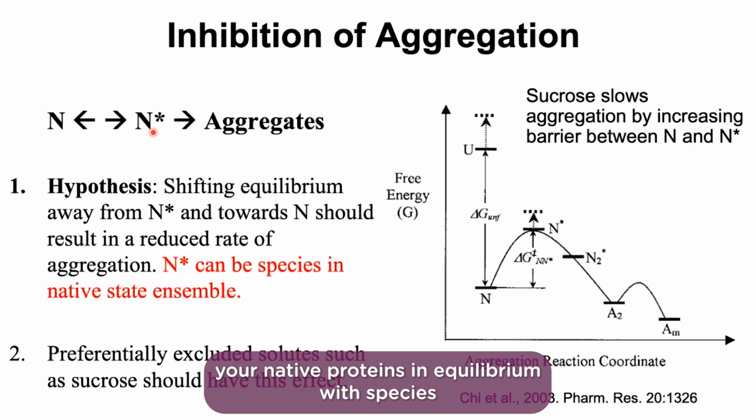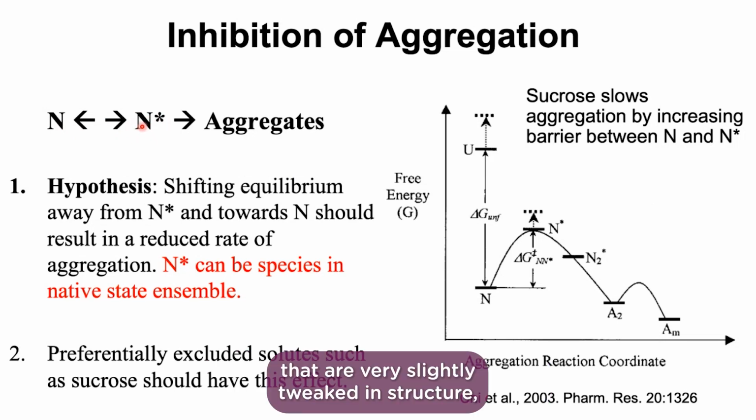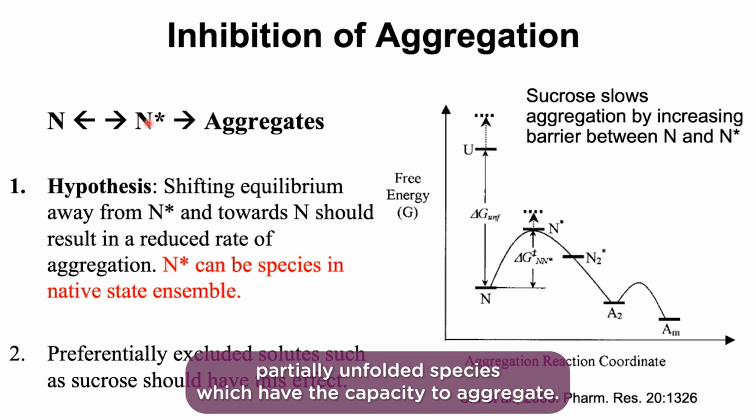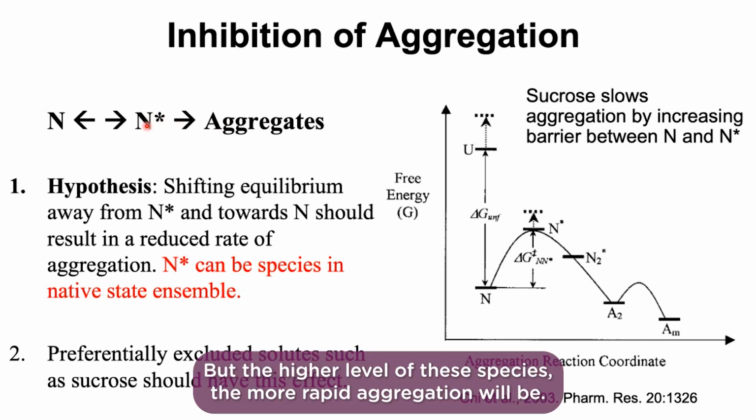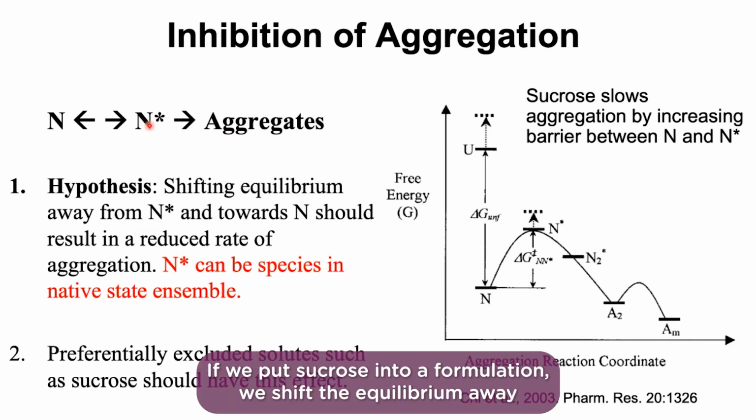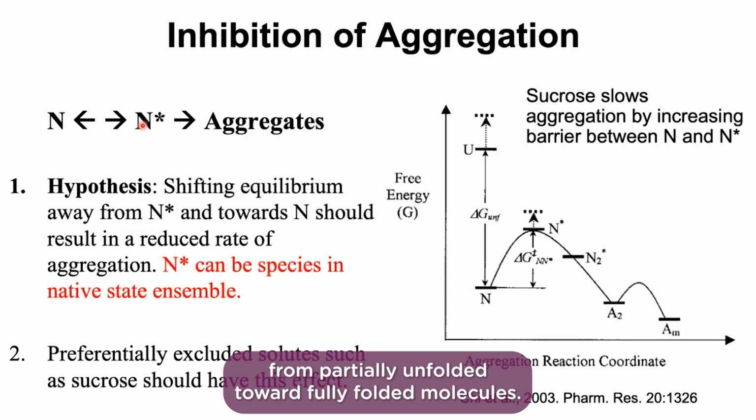Your native protein is in equilibrium with species that are very slightly tweaked in structure, partially unfolded species, which have the capacity to aggregate. Sometimes they do, sometimes they don't. But the higher the level of these species, the more rapid aggregation will be. If we put sucrose into a formulation, we shift the equilibrium away from partially unfolded toward fully folded molecules.